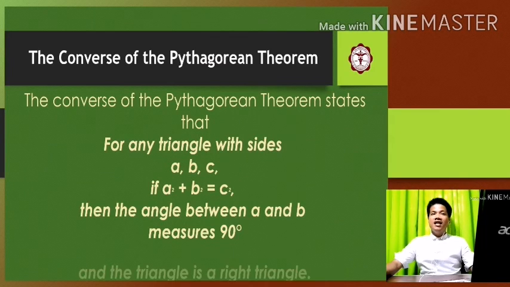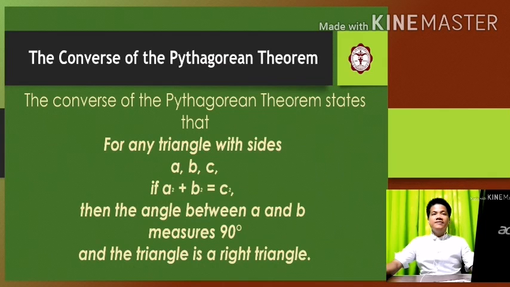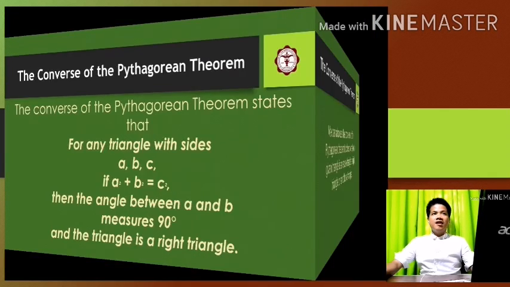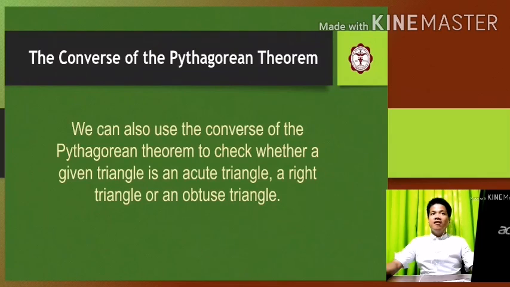And the triangle is a right triangle. The converse of the Pythagorean theorem can also be used to check whether a given triangle is an acute triangle, a right triangle, or an obtuse triangle.